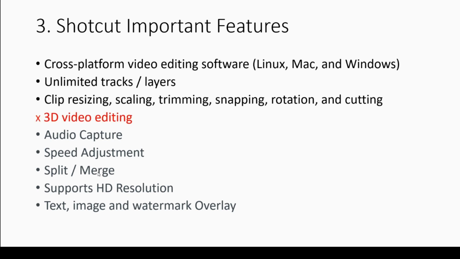The next one we are going to see is Shotcut. This is also an open source software. You don't have to pay anything. You just have to install the software. I will leave a link below to download the software. It has all the features of OpenShot except that it doesn't have 3D video editing.